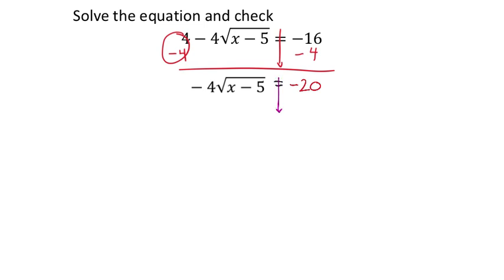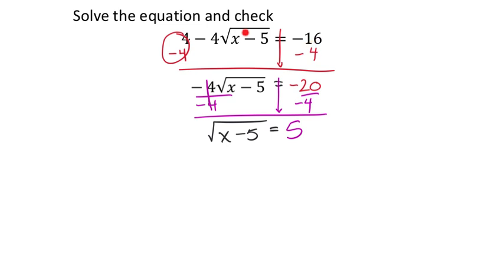And now another principle of equality. We'll divide both sides by negative 4 to make that a phantom 1. And now I've got the square root of x minus 5 equals 5. So I'm going to continue here in a second, but before I do, some students, when they see this, say, oh, it equals a negative, so there's no solution on this one.